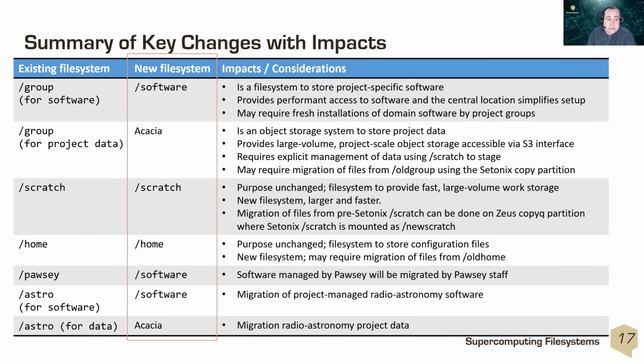So to summarize the key changes, previously we were using group for software. Now we should be using the /software file system. And you shouldn't be moving software across. You should be installing software from scratch to make sure that it is going to perform well on the new architecture. For project data that previously lived on group, it should be moved to Acacia.